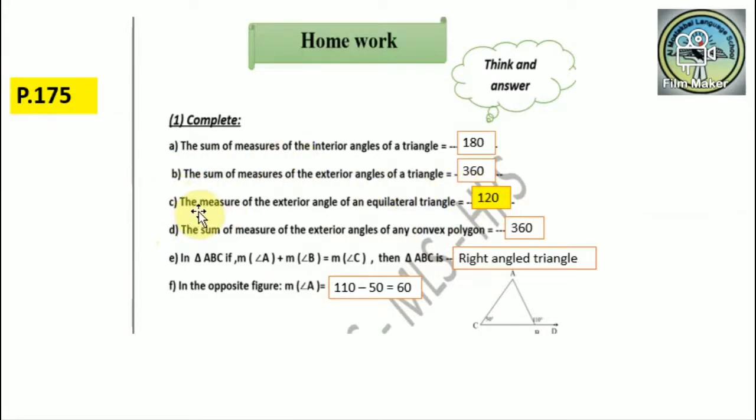Question letter C, we skip it. In triangle ABC, if the measure of angle A plus C equals the measure of the third angle B, so triangle ABC, as we said before, must be a right angle triangle. In the opposite figure, find the measure of angle A. I know all of you found angle CBA at first, and it will be 70. Then you subtract 70 plus 50 from the 180, so the measure of angle A will be 60.